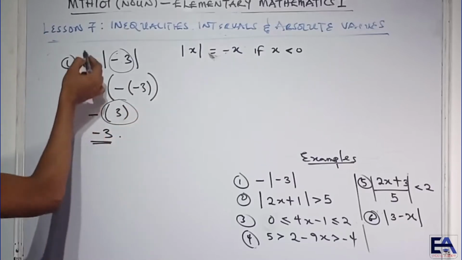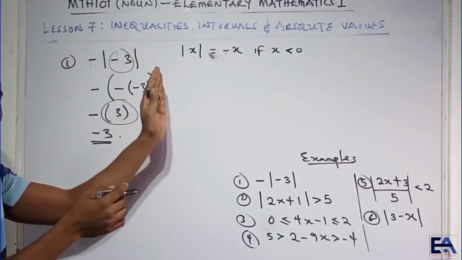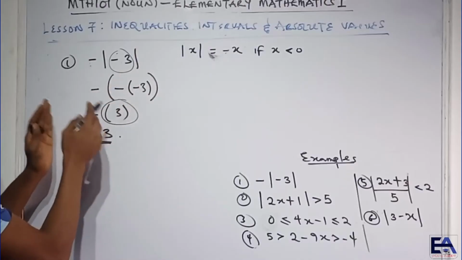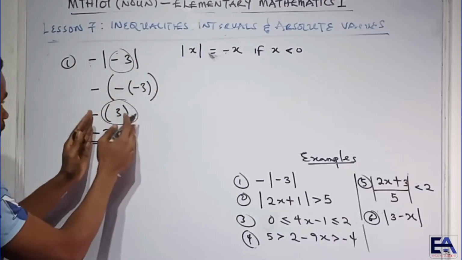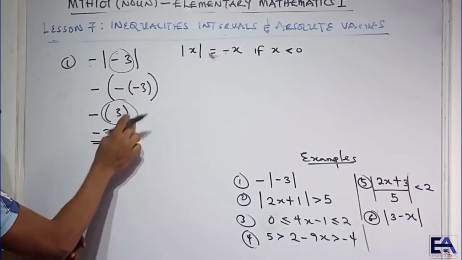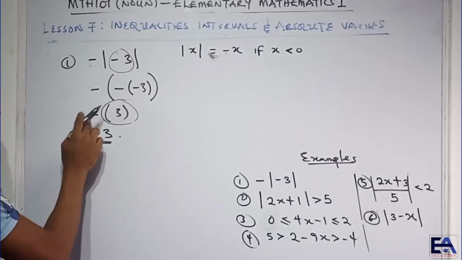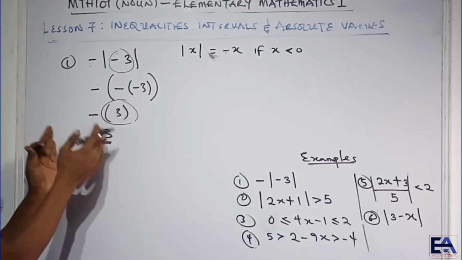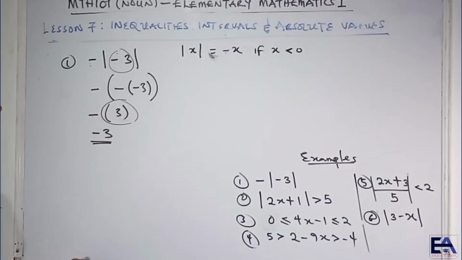But the minus sign that we have here does not have business with the absolute value result. It's only waiting for whatever comes out of the result of the absolute value so it can multiply it, and that is the reason why the answer of this one ended up being negative. Okay?